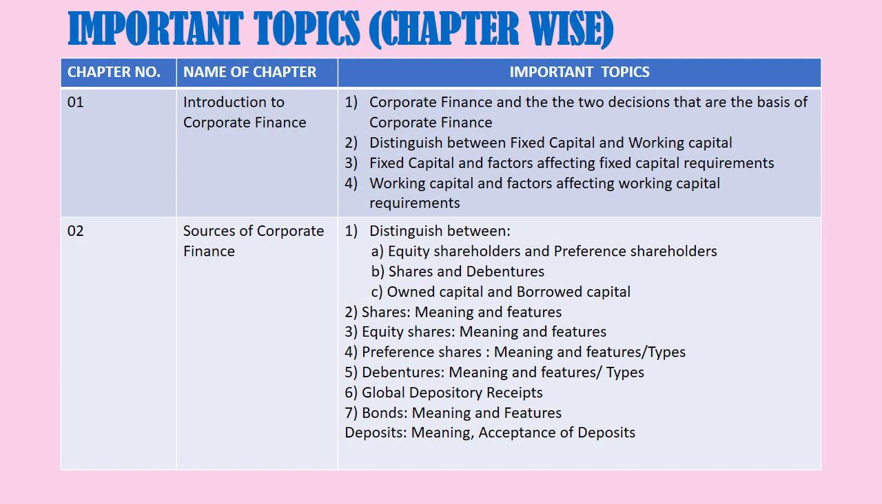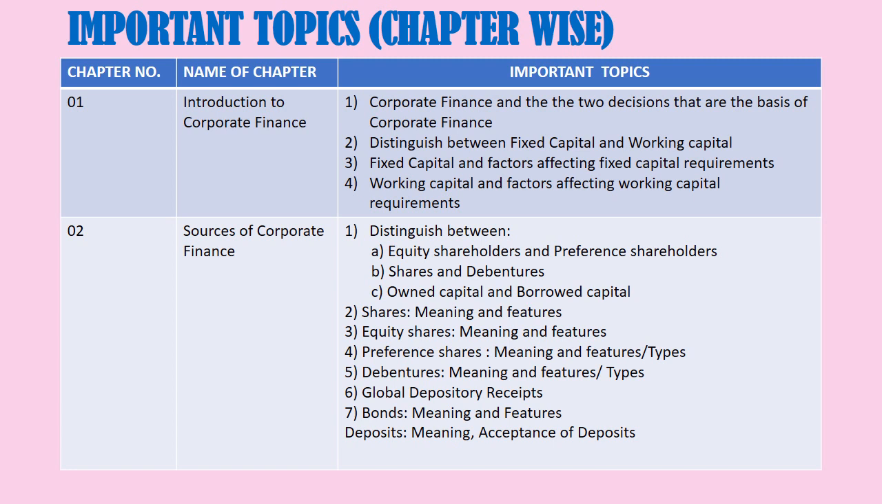Then question number 2, sources of corporate finance. This chapter is comparatively very important, so please pay special attention to it, because this is the base of all the chapters ahead that we are going to study. Distinguish between equity shareholders and preference shareholders, shares and debentures, owned capital and borrowed capital. These are asked for 4 marks.